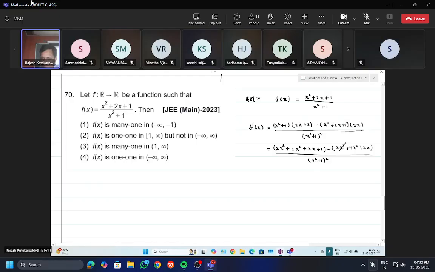And all, this 2 is gone. And then plus 2x minus 2x is gone. For the remaining part, f dash of x is equal to 2x square minus 4x square, that is minus 2x square plus 2, divided by x square plus 1 whole square. Taking 2 common, f dash of x is equal to 2 times 1 minus x square by x square plus 1 whole square. Now I have the derivative of the function.